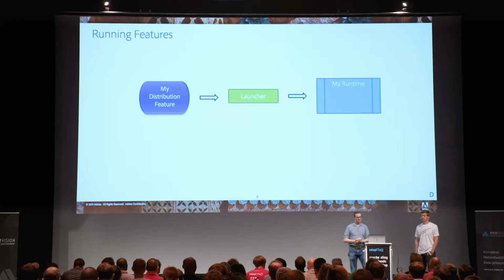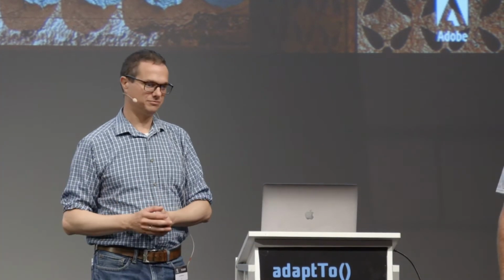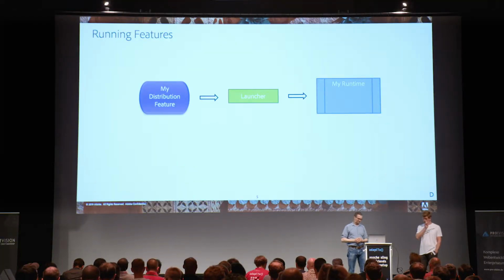Okay, so you've got your distribution feature. This is my application. It's maybe Sling with my super cool web service on top. You give it to the launcher, which is another tool. It's a jar file. You just call java -jar launcher.jar, something like that. You give it the feature, and up comes your system, and it's up and running. So that's all really nice and simple.